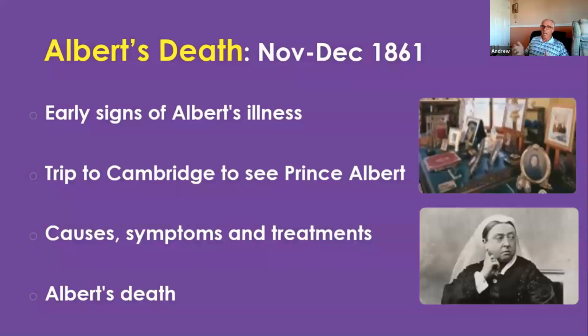Instead, she relies on her third child, Vicky, who has an interest in nursing, but obviously it's a child. She's at this point 16 or 17. She's not professionally trained, and it's her father, right? And Albert is getting sicker and sicker. And at this point, he's also becoming delirious.